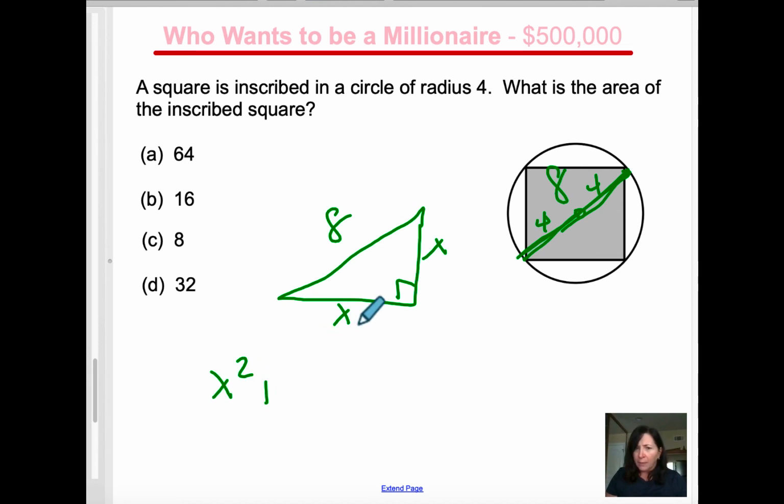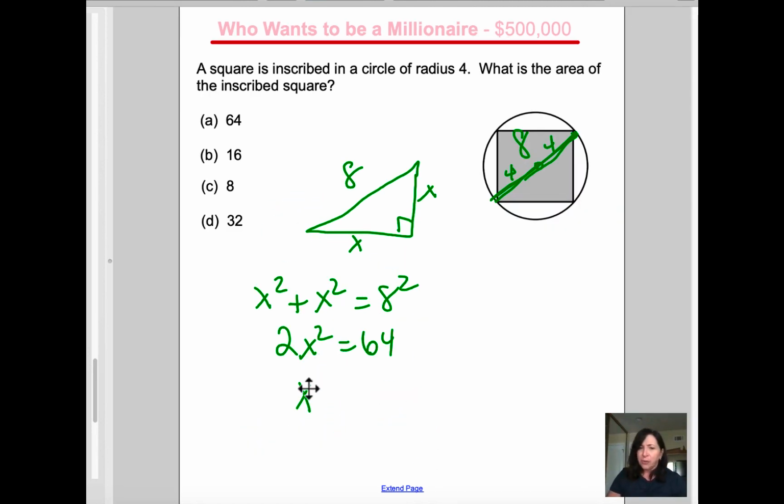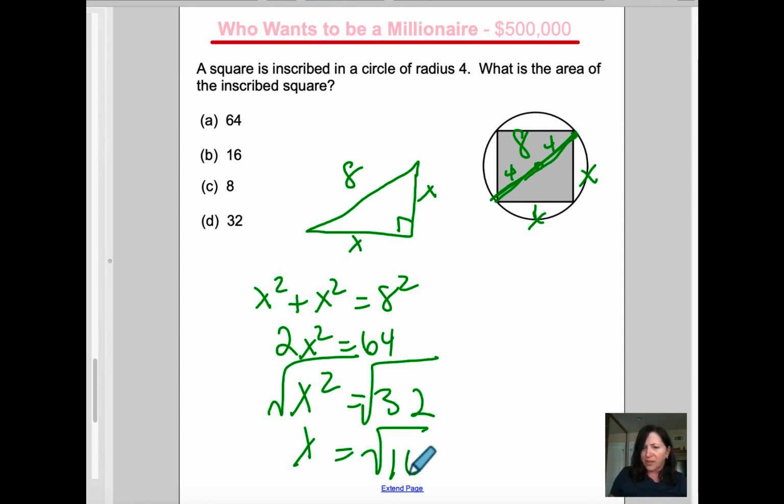So we're going to go x squared plus x squared is equal to 8 squared. 2x squared equals 64. Divide by 2. We have x squared is equal to 32. And I need to square root both sides. Let's see, the radius is 4, which means that's 8. So therefore that's x. x squared plus x squared is 8 squared. 2x squared equals 64. Divide by 2, I get 32. Square root both sides. Now that's going to be the square root of 16 times the square root of 2. I get 4 root 2.